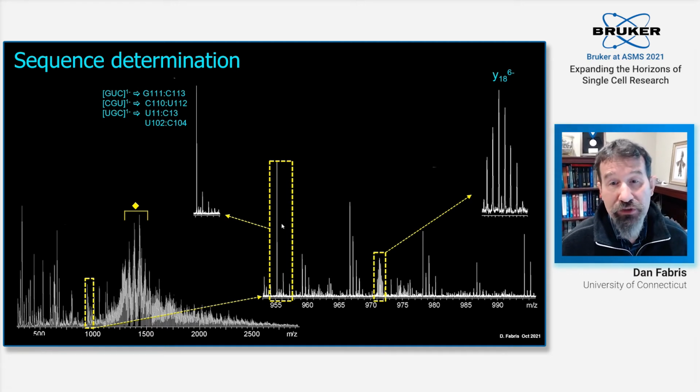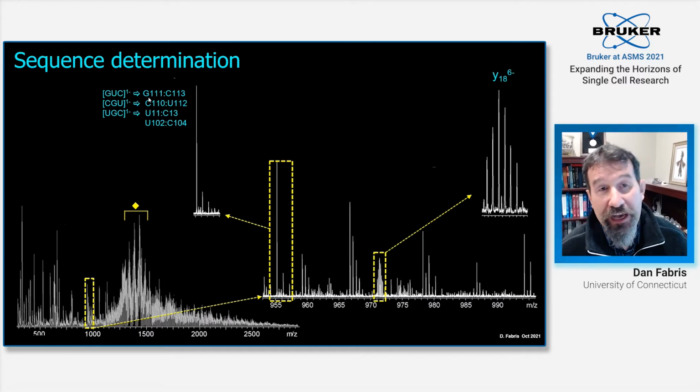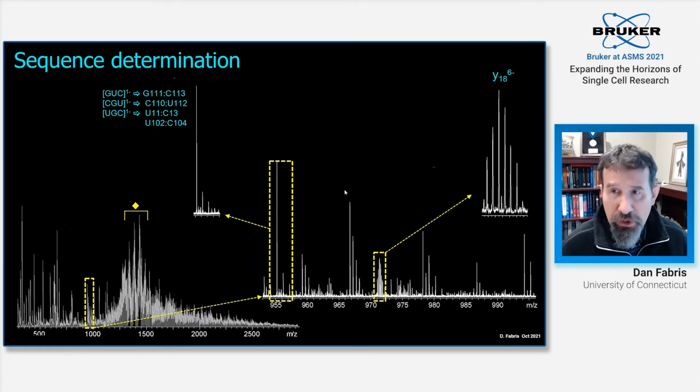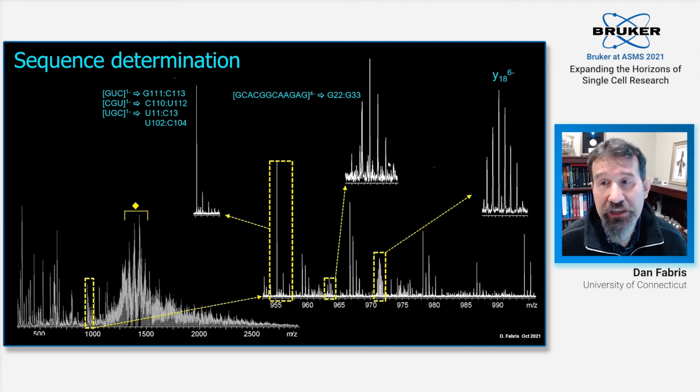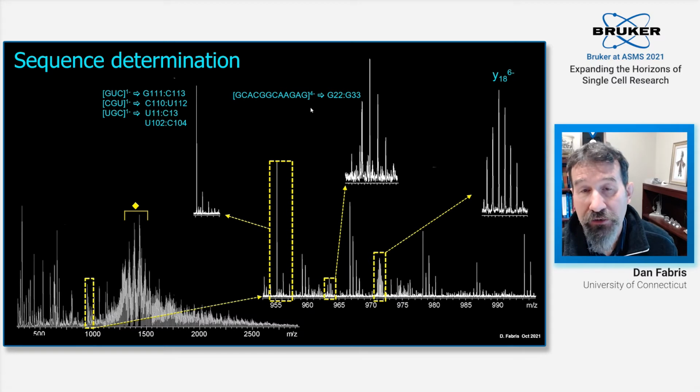Like in this case, the mass for this signal corresponds to a series of possible trimers, GUC, CGU, UGC, and you notice these could be assigned to different regions of the initial sequence of the precursor ion. If instead we look at a slightly larger type of fragments, like in this case here, this 4-, this sequence here can only be assigned to one specific location in the sequence of the initial precursor ion.